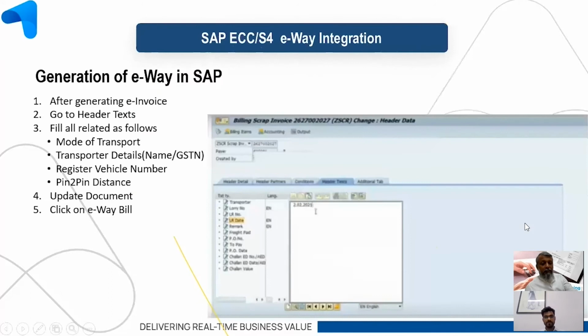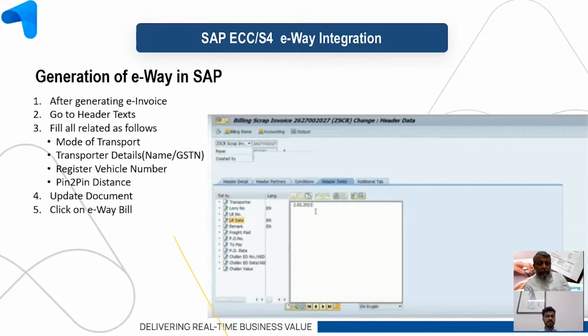The next is the e-way bill integration. The e-way bill integration is again in the same form. Once you have clicked and generated the IRN, it goes to the additional text, which is the text for the transporter details. We have given a provision in the header text where we can define certain details which are mandatory for the e-way bill, like mode of transport, transporter details such as the name of the transporter, GSTN, and vehicle number, and pin-to-pin distance.